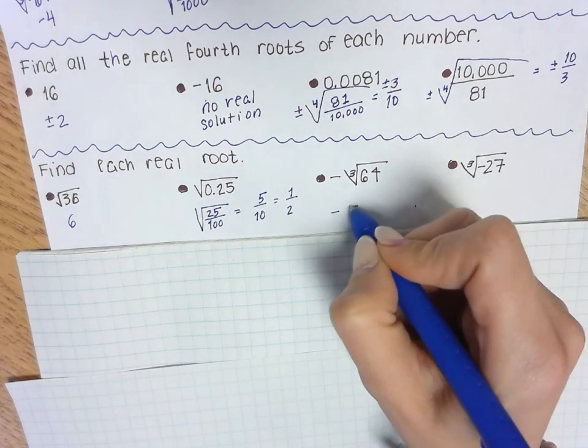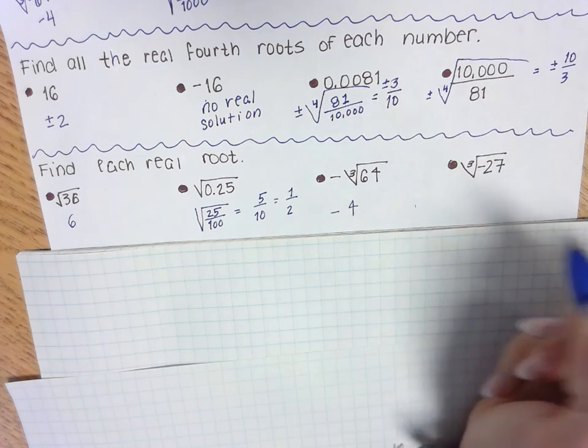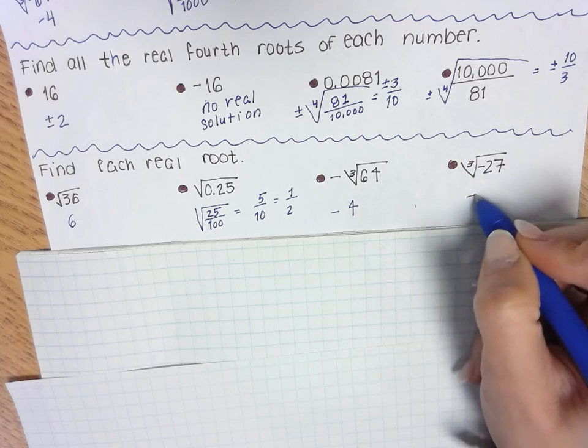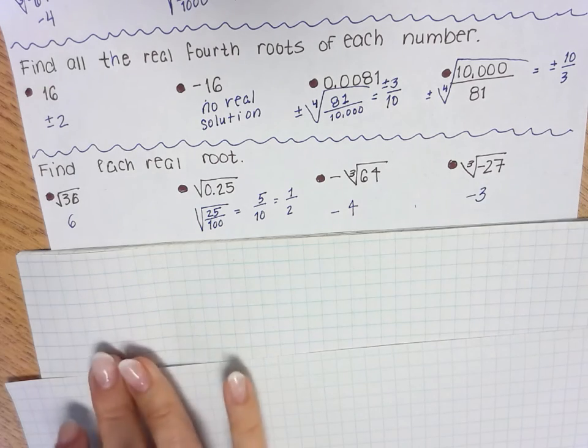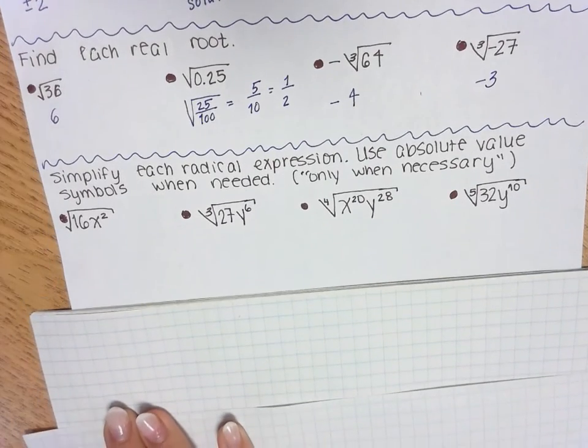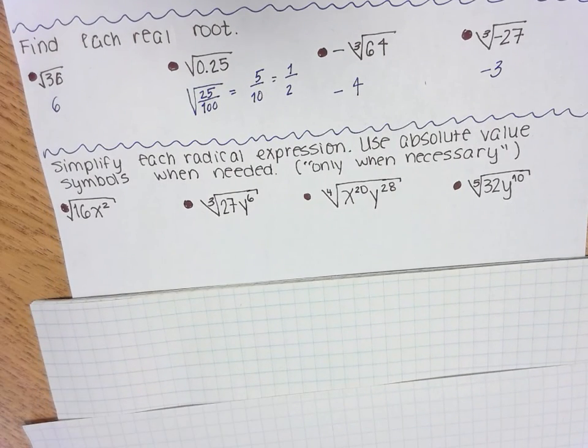Negative out front, that can stay. Cube root of 64, that's 4. So final answer, -4. Cube root, odd root, we can have the odd root of a negative. The answer here is -3. And a couple more examples that are coming up will be these, and that'll be in the next video. We'll post that separately.